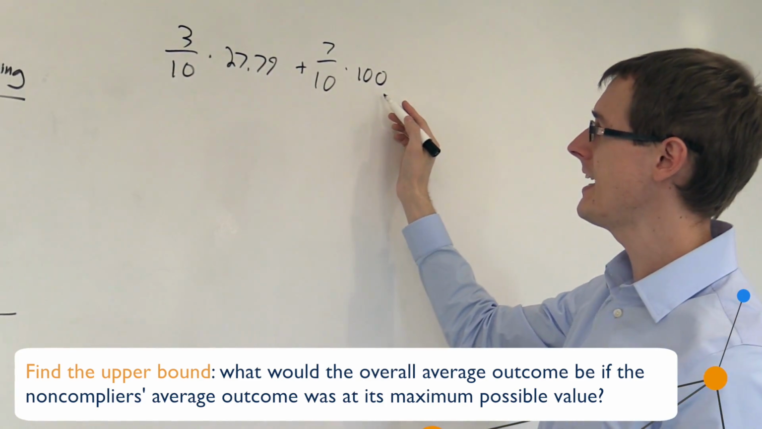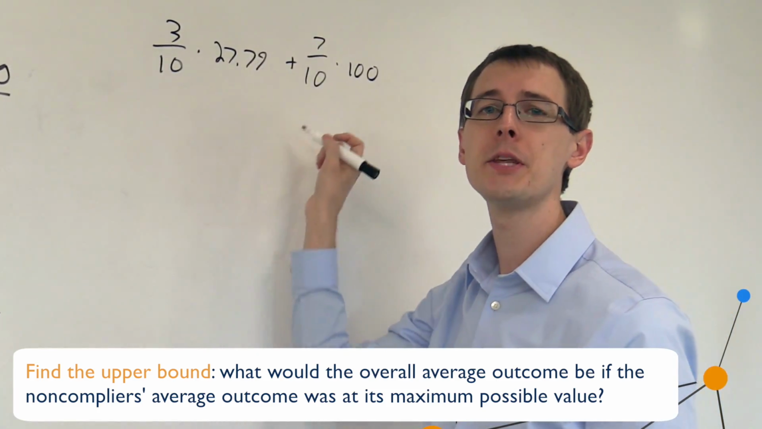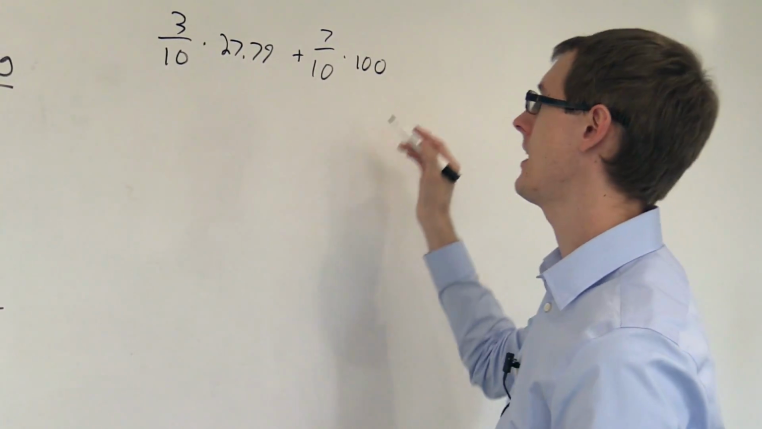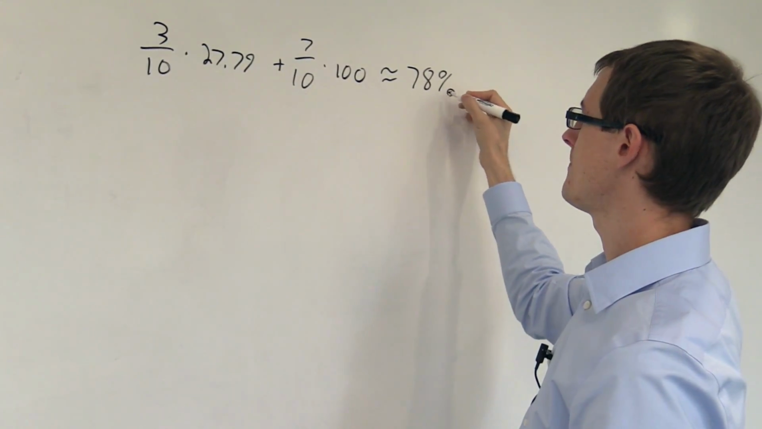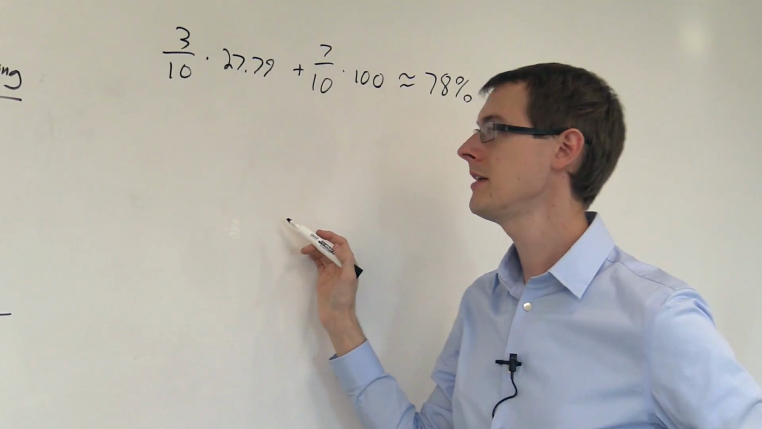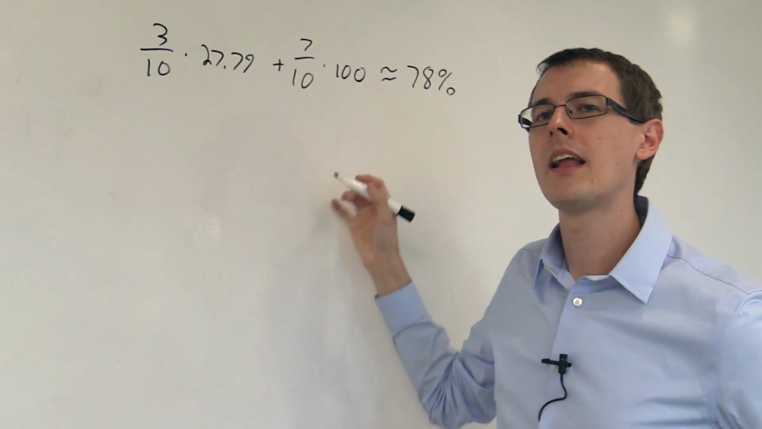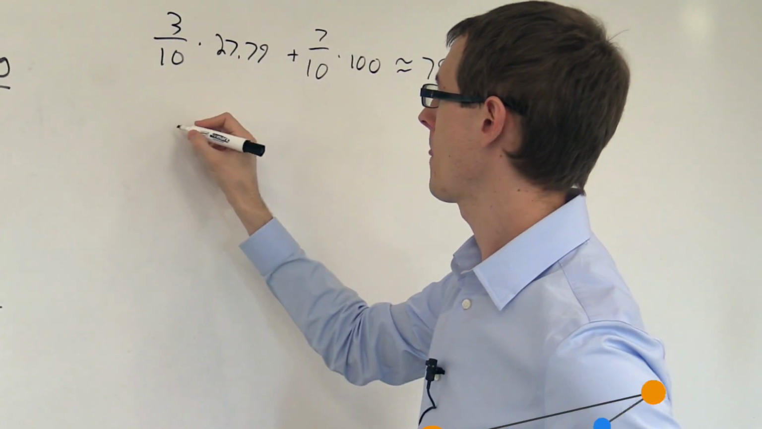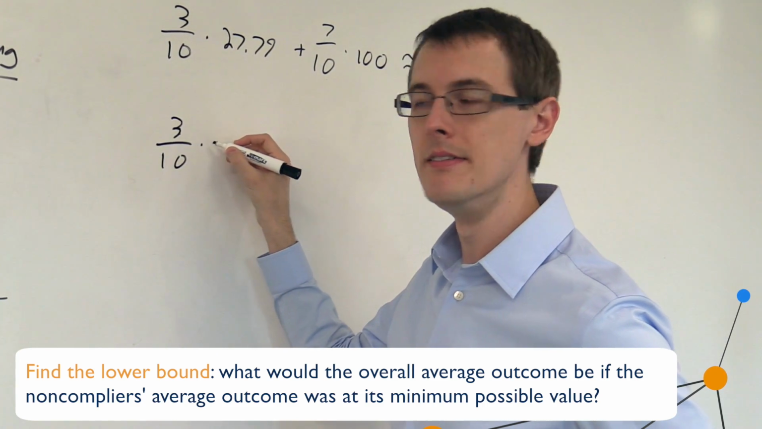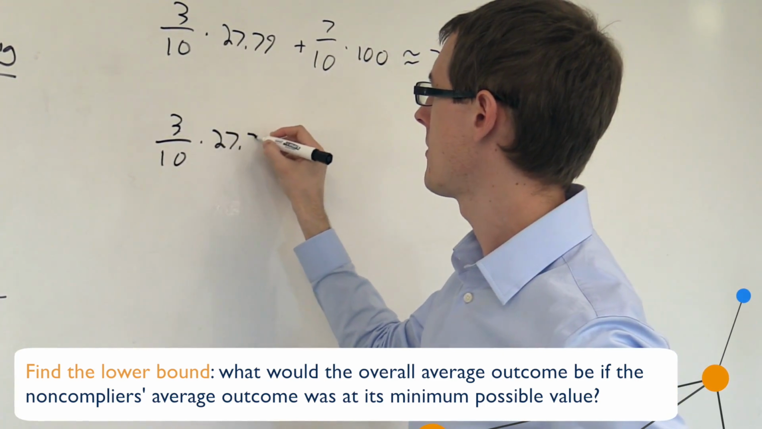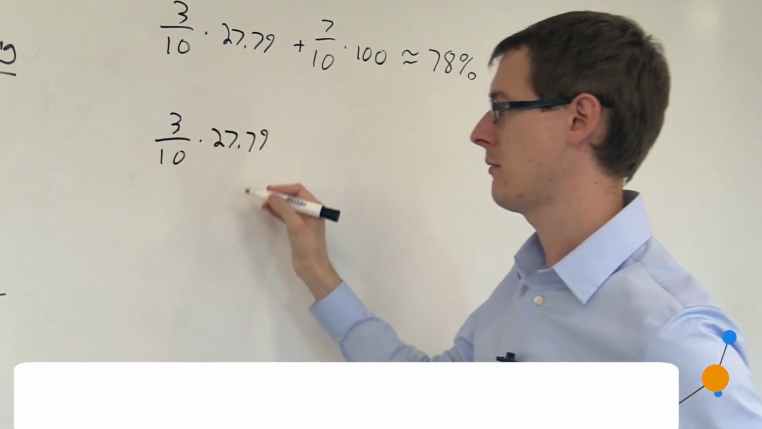Well, if that's the case, then our overall average among the people who were assigned to get Medicaid would be about 78%. So that's just doing this algebra. Now let's look at the other extreme. Here, for the people who did comply, we have the same thing. We know exactly what happens to them when they get Medicaid, 28%.